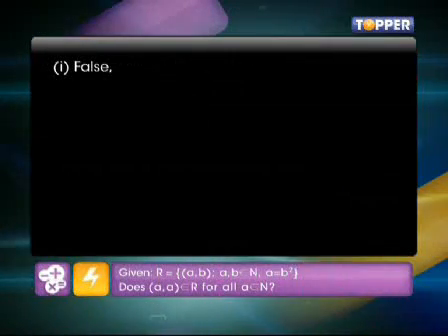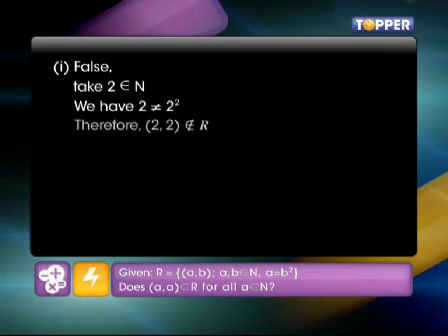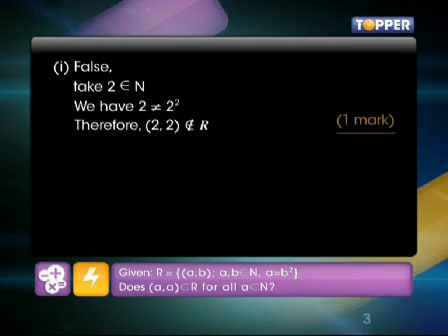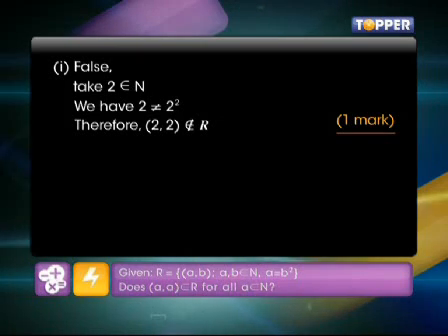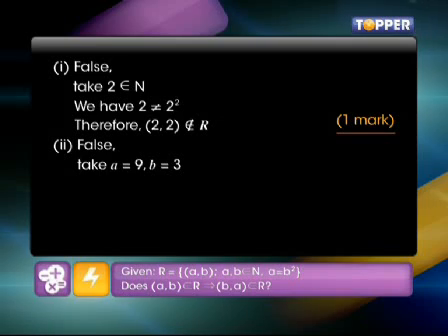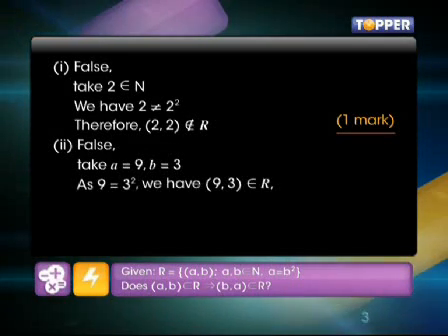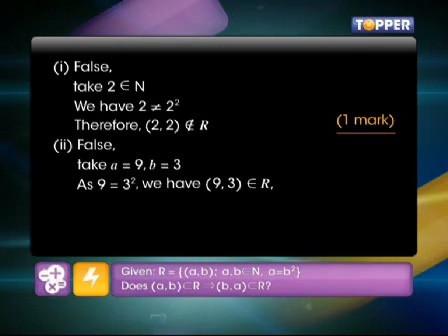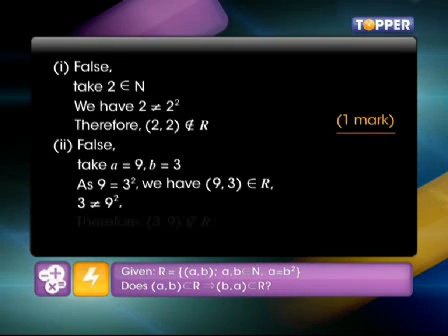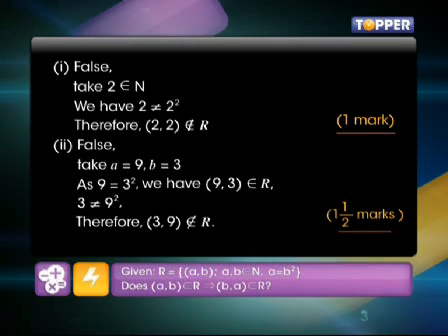Part 1 is not true. For example, we have 2 is not equal to 2 squared and therefore (2, 2) does not belong to R by the definition. There's 1 mark right there. Part 2. This part is also not true. For example, take a is equal to 9, b is equal to 3. As 9 is equal to 3 squared, we have (9, 3) belongs to R. But 3 is not equal to 9 squared, therefore (3, 9) does not belong to R. You get another 1.5 marks for this.